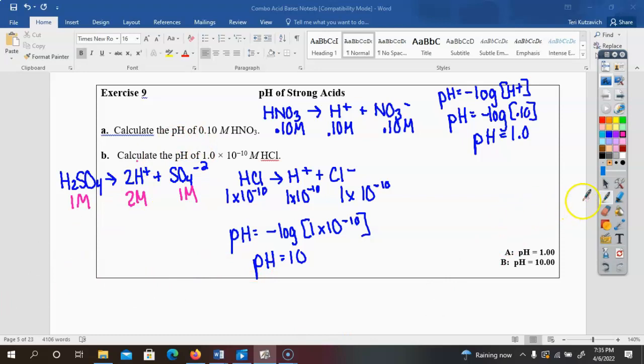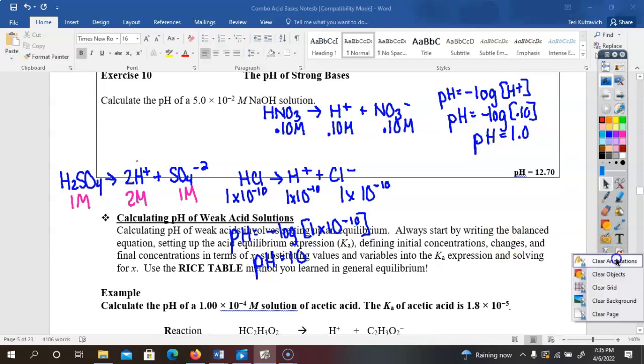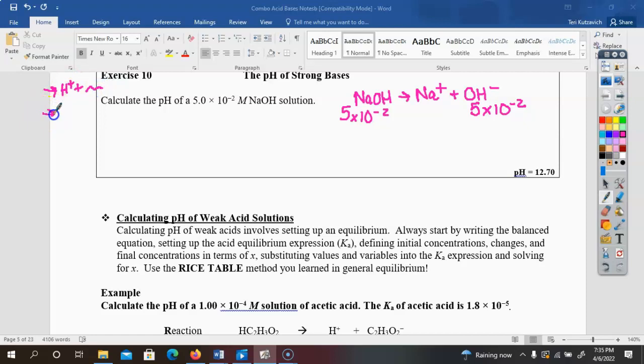And the last one, it's a strong base, so you have to make sure you know what it ionizes into, and it ionizes into Na plus and OH minus. So if this is 5 times 10 to the negative 2, this is also 5 times 10 to the negative 2. Now, here's where people make mistakes. They don't know what this ionizes into. If it's an acid, it's going to ionize into H plus and something. If it's a base, it's going to ionize into OH negative and something.